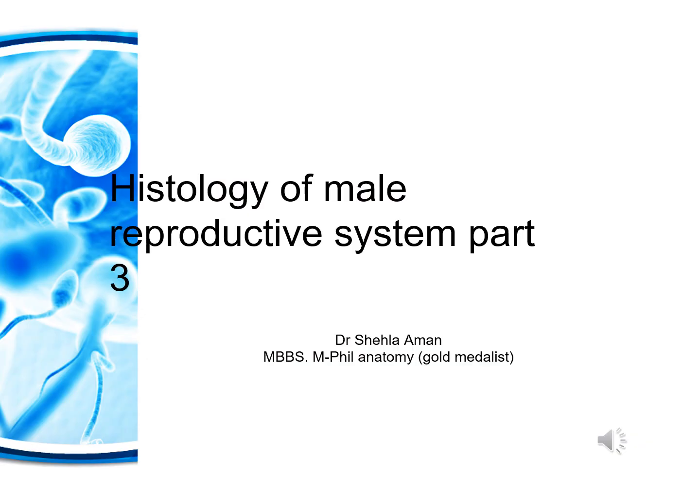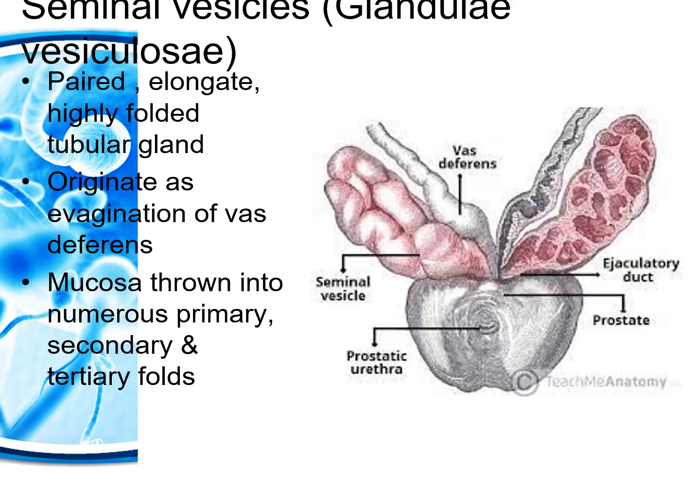Canvas. Today we are going to discuss the histology of the male reproductive system glands. So seminal vesicles, also called the glanduli vasculosi, are paired, elongated, highly folded tubular glands. They originate as an evagination of the vas deferens, and their mucosa is thrown into multiple folds forming primary, secondary and tertiary folds.